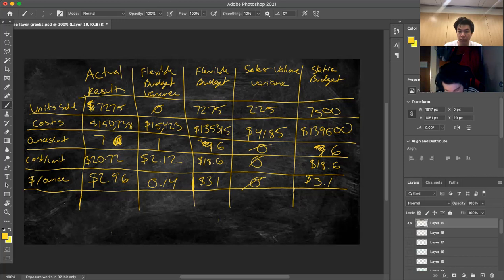Are there more rows that we should try to think of? Yeah, there's one more row. One more row, okay. Let me see.